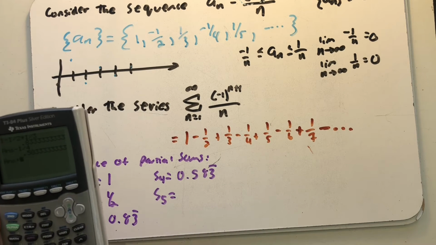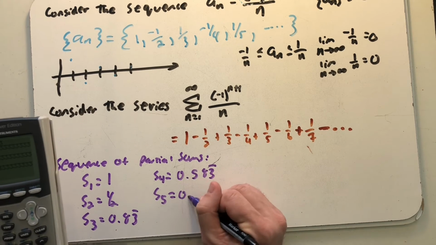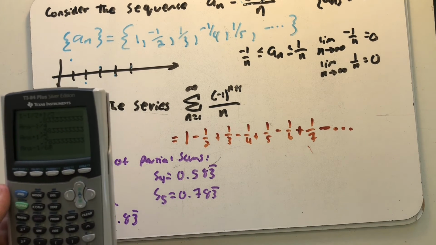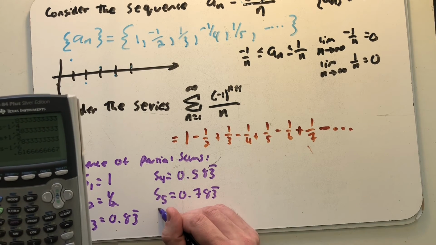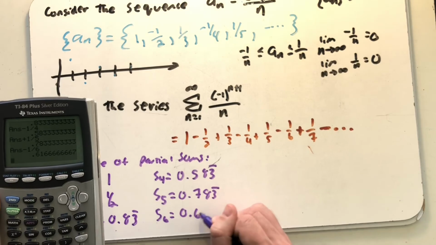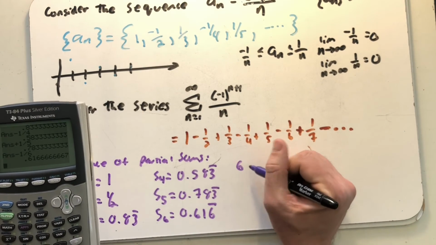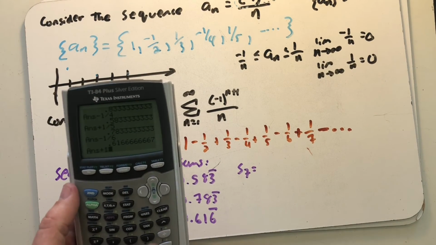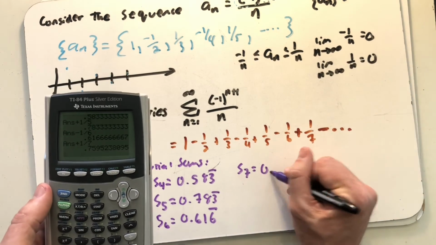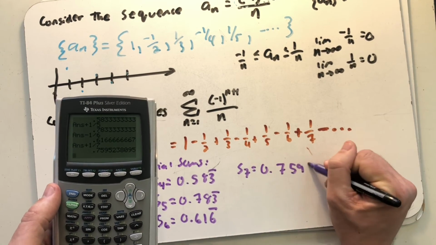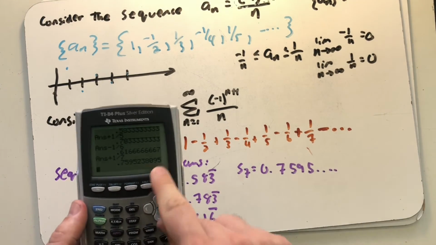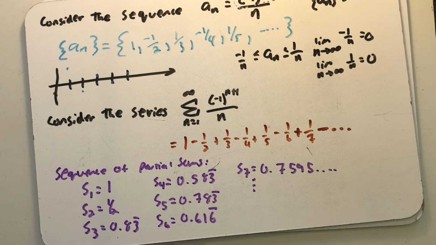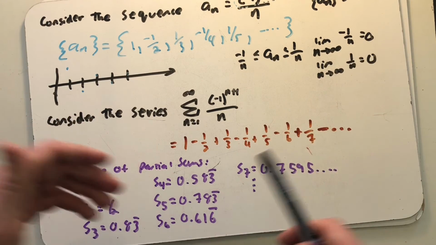Let's add that plus 1/5. Minus 1/6. S sub 7, the seventh element in the sequence of partial sums. And here I'm just going to say dot, dot, dot, because I don't see the pattern. All right, and we could keep writing this out. Well, we have a sequence. We add all the terms together to get a series.